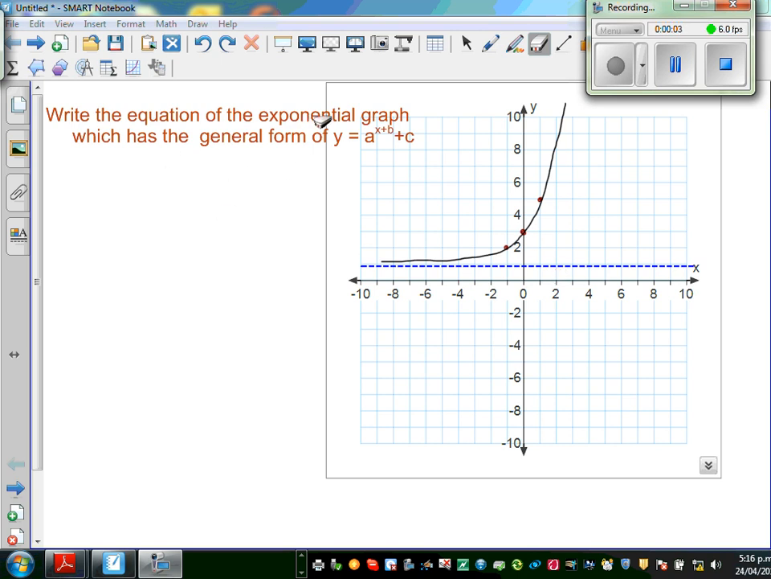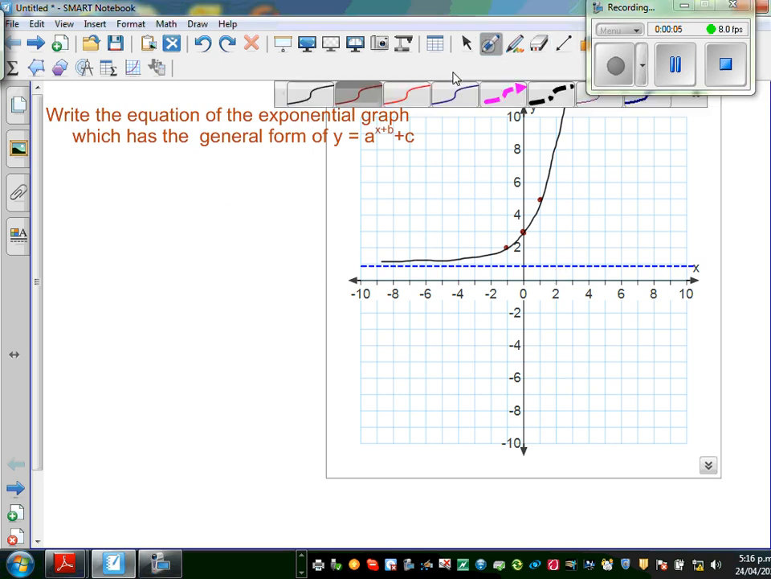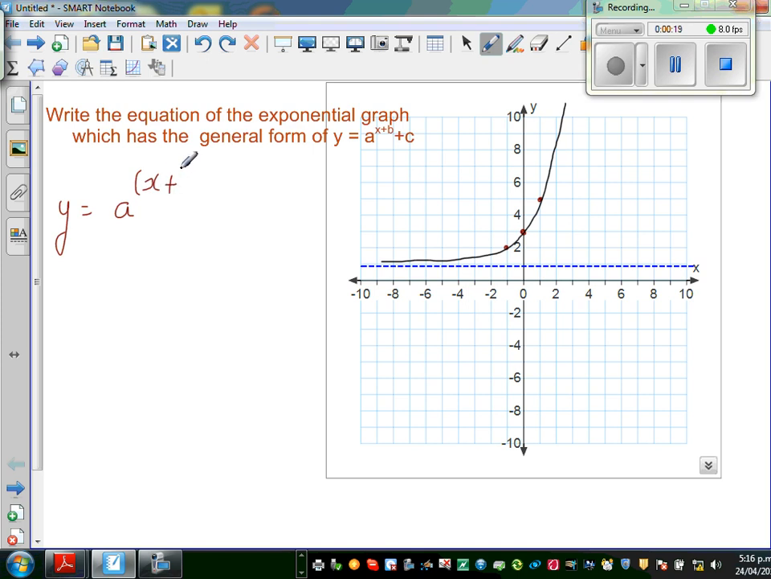Write the equation of the exponential graph, which has the general form of y is equal to a to the power x plus b plus c. So let me write the general equation again. y is equal to a to the power x plus b plus c. Now a can be a fraction, a can be negative, a can be positive.